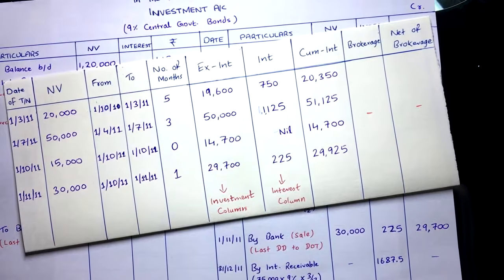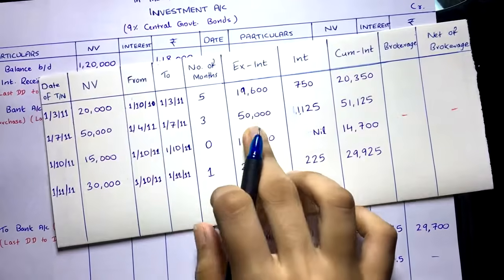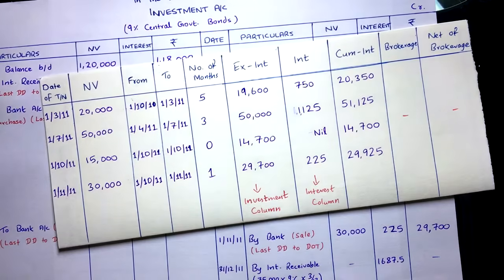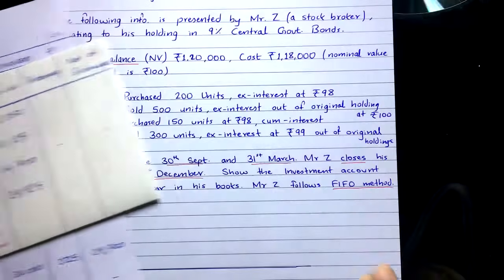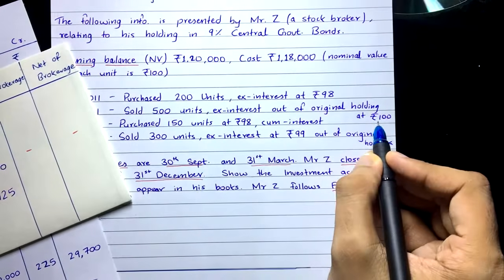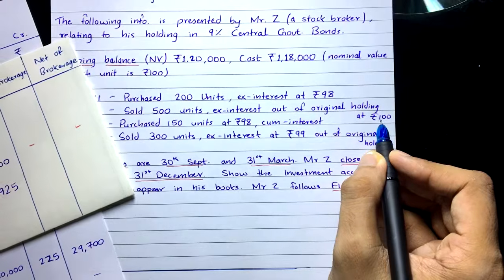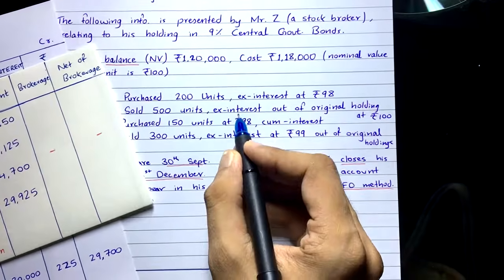Now what most students make the mistake of is, see here, they think that we have taken this 50,000 from here. No, we have not done that. Here in this transaction they have done that to confuse you. See, in this transaction they have given the ex-interest price as equal to face value. So we calculate ex-interest every time.